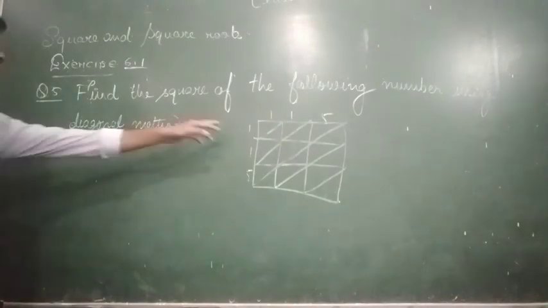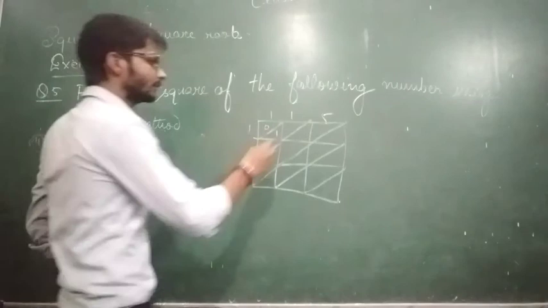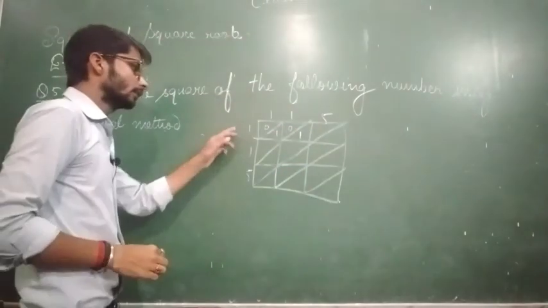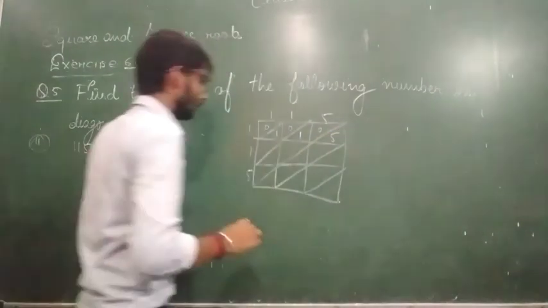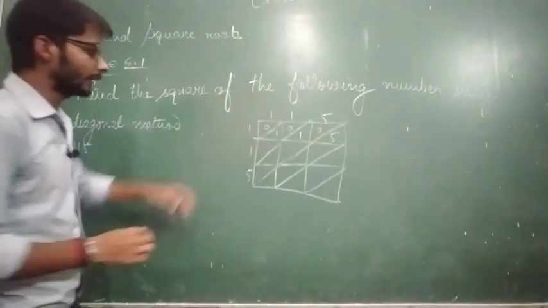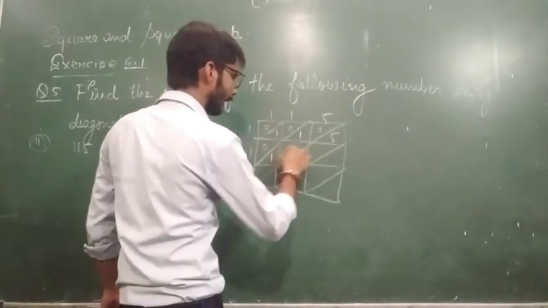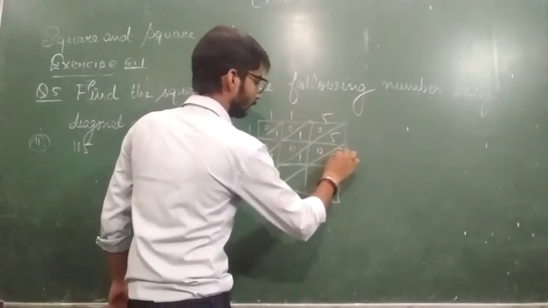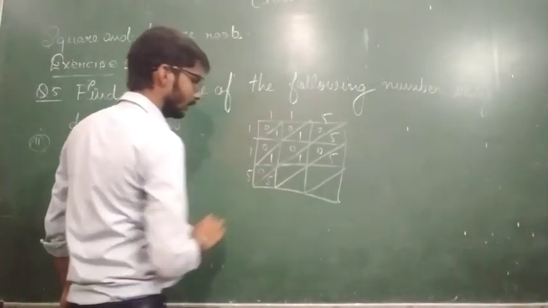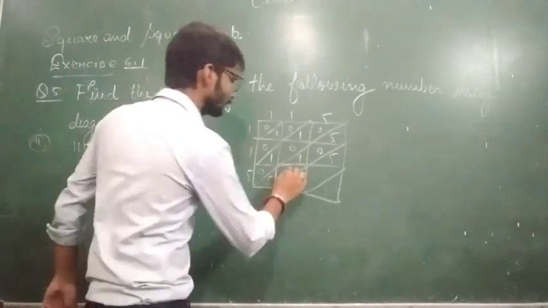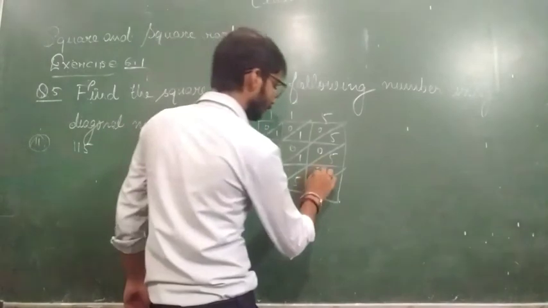Now multiply 1 with 1, it gives 01, and 1 with 1 gives 01. Again 1 with 5 gives 05. Now this 1 multiplied with 1 gives 01, and 1 multiplied with 1 gives 01, and 05. Again 5 multiplied with 1 gives 05, and 5 multiplied with 1 gives 05, and 5 multiplied with 5 gives 25.